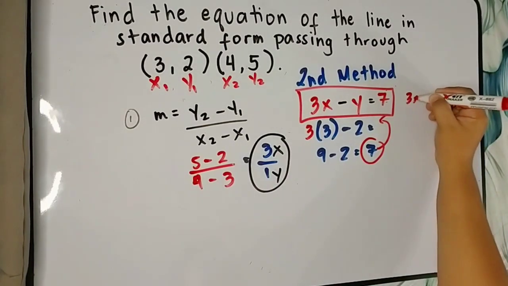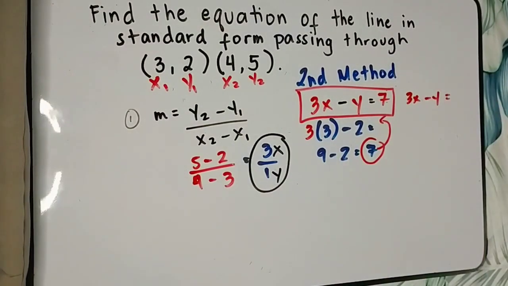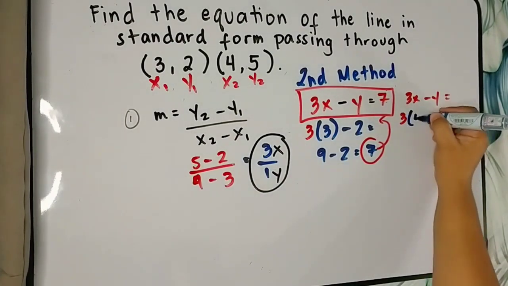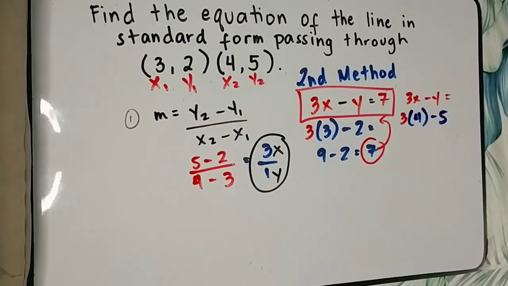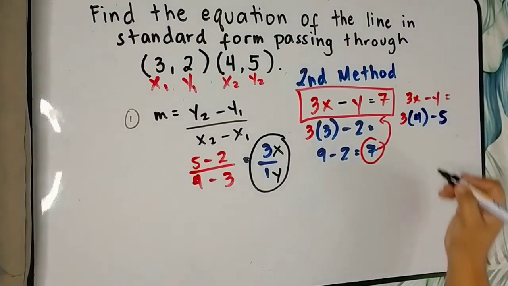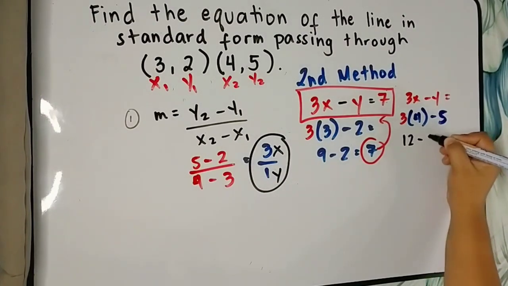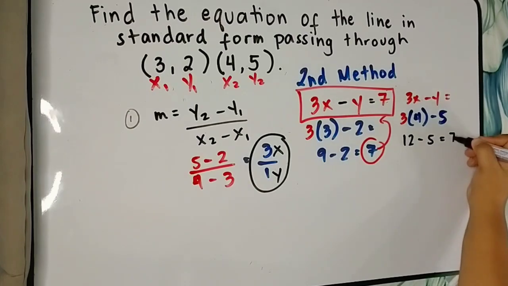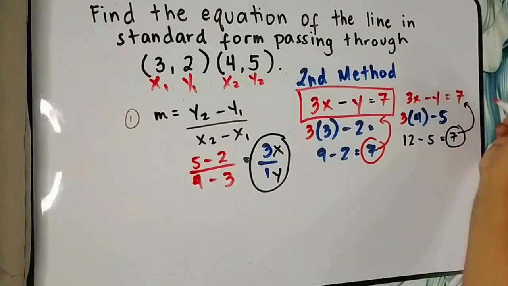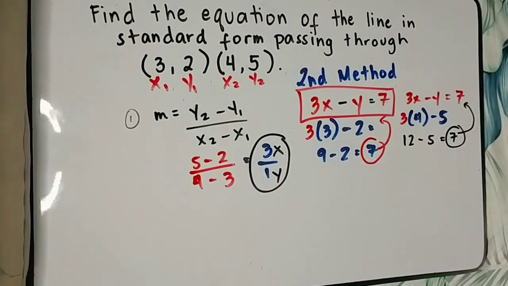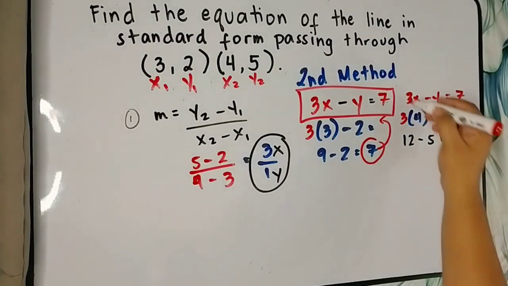So, we have 3x minus y equals c. This time, we're going to use the second coordinates. So, copy 3. Then, substitute x with 4. Minus y, which is 5. Operate. 3 times 4, this is 12. Minus 5 equals 7. So, if you notice, whatever coordinates you use, you will arrive with the same answer.